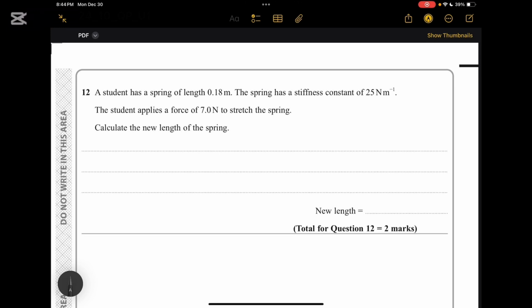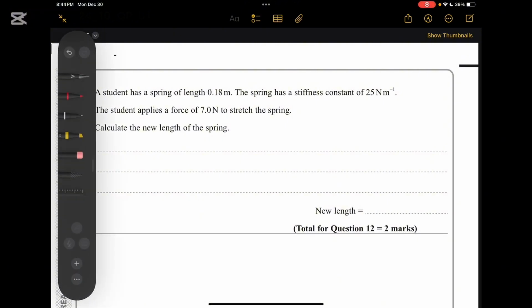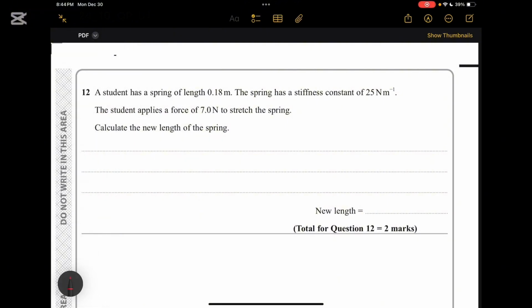A student has a spring of length 0.18 meter. This is the length of the spring, and the spring has a stiffness constant of 25 Newton per meter. So this is our K value. The student applies a force of 7 Newton to stretch the spring. So 7 Newton is our force, and they have asked us to find the new length of the spring.